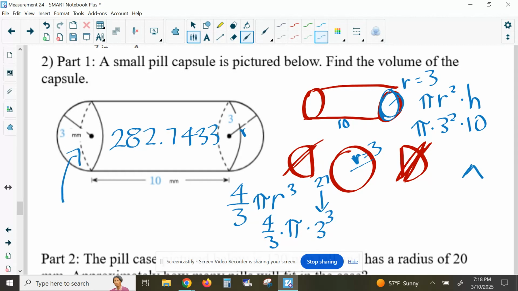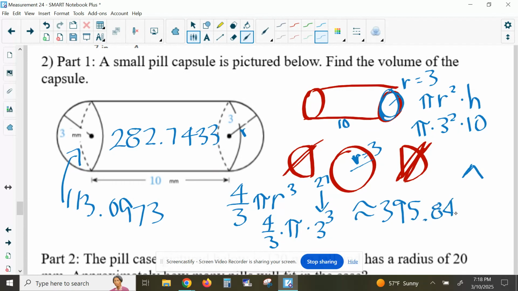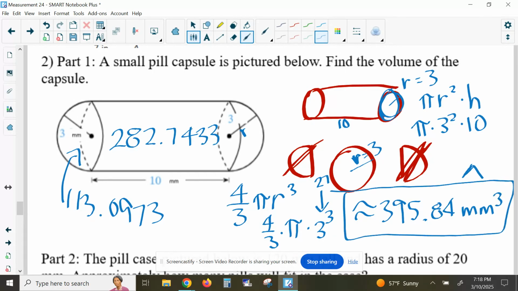So for the sphere, the two pieces on the end all together, I have 113.0973. I'm going to add that to my other number, 282.7433. So I get approximately 395.84, and this is millimeters cubed. So here's my rounded answer. So I found the volume of that.